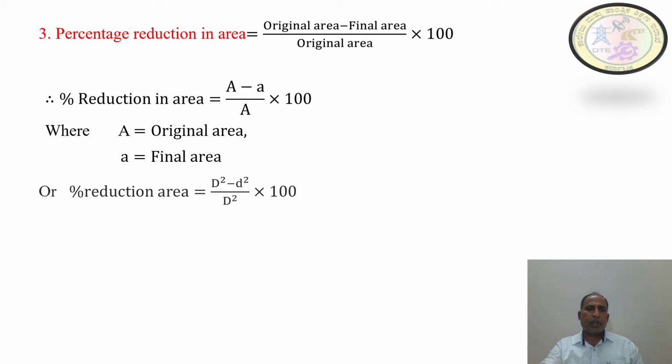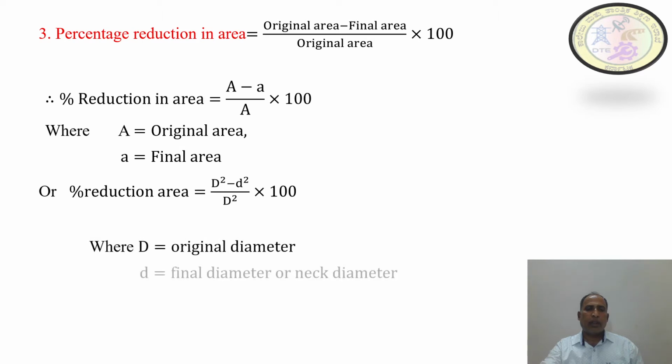So percentage reduction in area is also written as capital D square minus small d square divided by capital D square into 100, where D is the original diameter and small d is the final diameter or neck diameter.